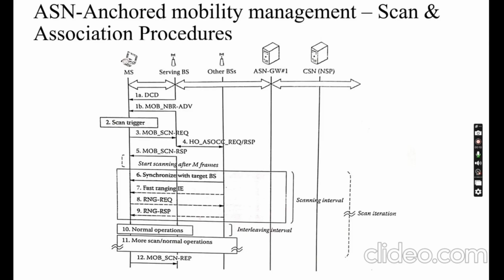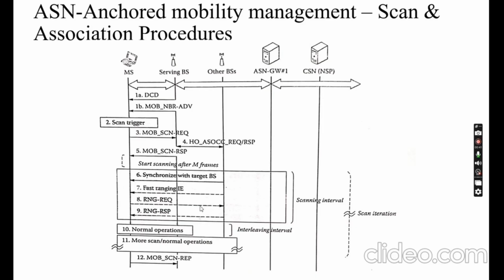Based on the signal quality, the mobile station will send the ranging signal to the other base station and try to connect to the newer base station. After receiving this response message, the mobile station will start scanning after some number of frames. Next is getting synchronized with the target, that is, the new base station that the mobile station wants to connect to. Then it will send the ranging signal for the user equipment. So fast ranging will be done.